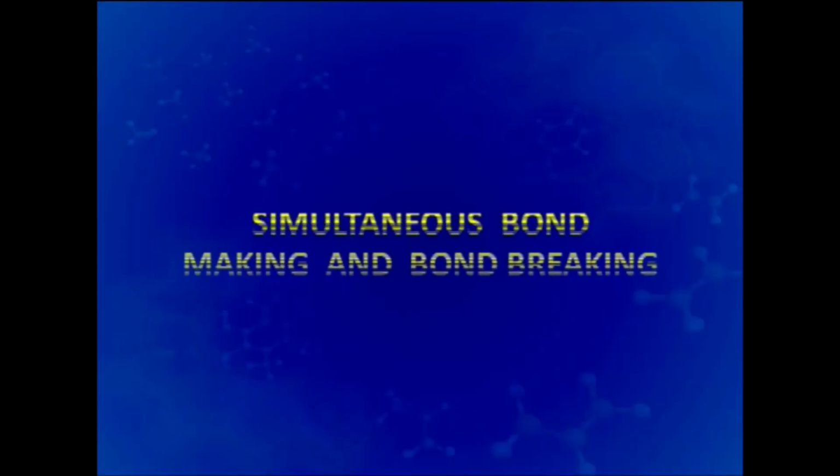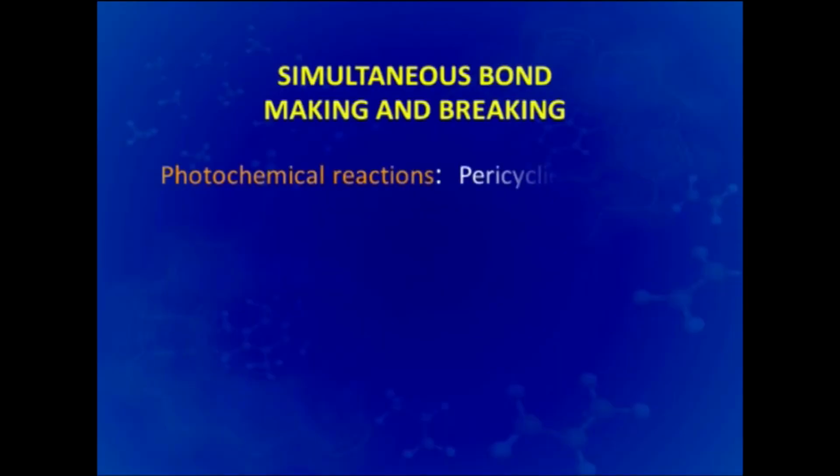There is yet another way by which bond making and bond breaking takes place, and we call it simultaneous bond making and bond breaking. What exactly happens here is, as the bond breaks, the other bond gets made also. It happens in most of the photochemical reactions, which we call pericyclic reactions.